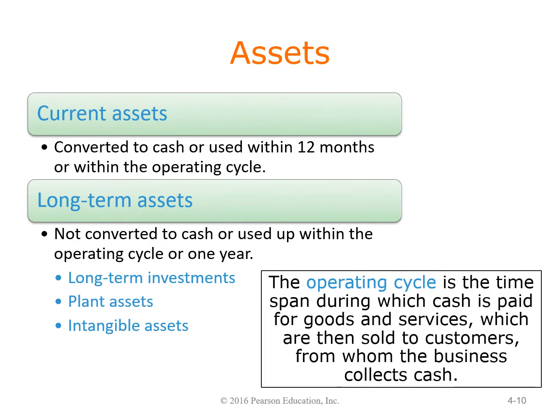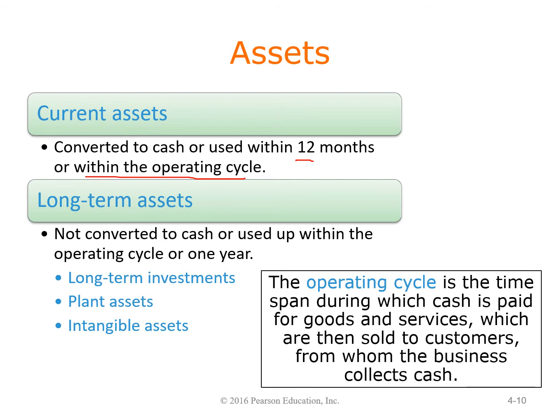The current assets are assets to be converted into cash or used within 12 months or within the operating cycle, whichever is longer. What is the operating cycle? The operating cycle is the time span during which cash is paid for goods and services which are then sold to customers from whom the businesses collect cash.